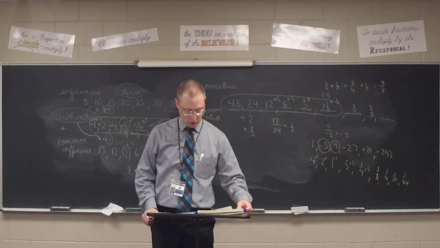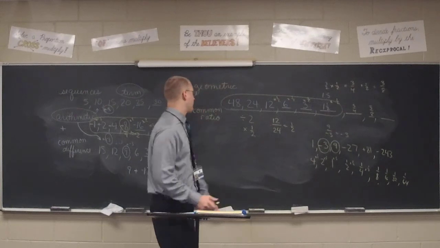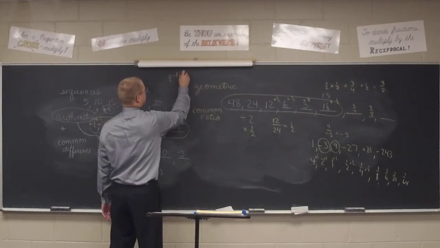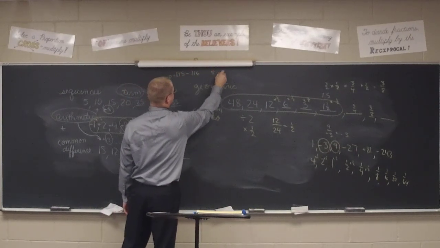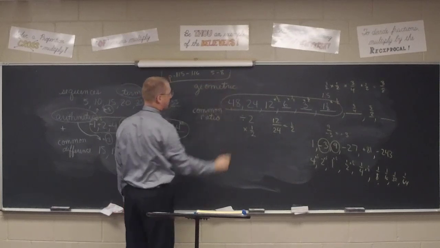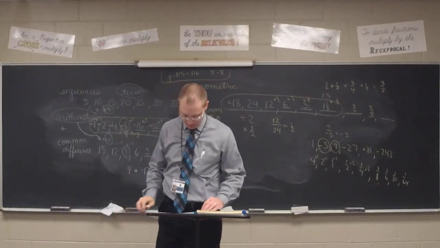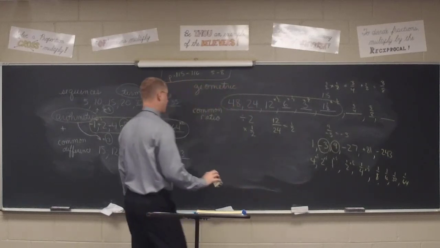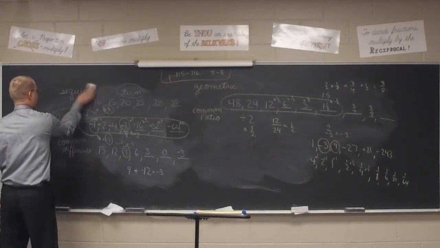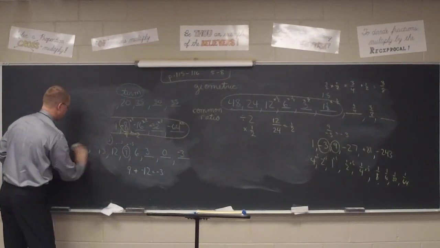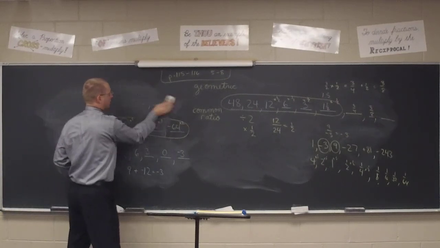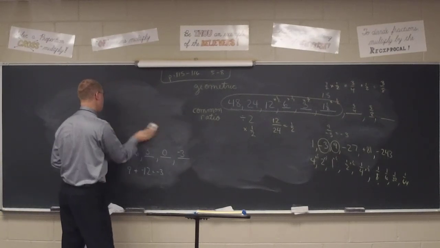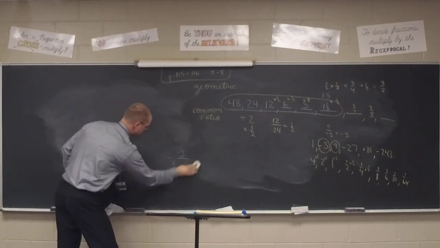All right. Look over at page 115. I want you to do pages 115 to 116, numbers 5 through 8. Identify the relationship, meaning the common ratio, and the next term in the sequence. Find the common ratio and the next term of each geometric sequence.